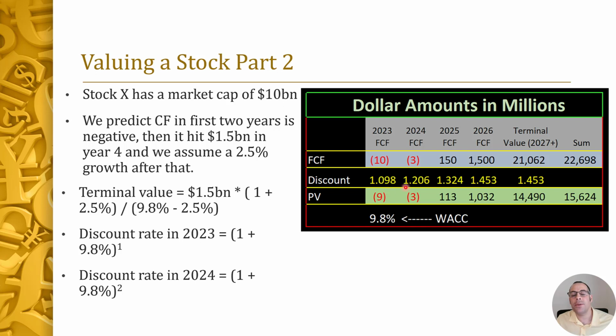So when we discount the future free cash flows, we get 15.6 billion. And the company's trading at 10 billion, so we see a 50% upside. So this may be a good opportunity to buy the stock at a discount.